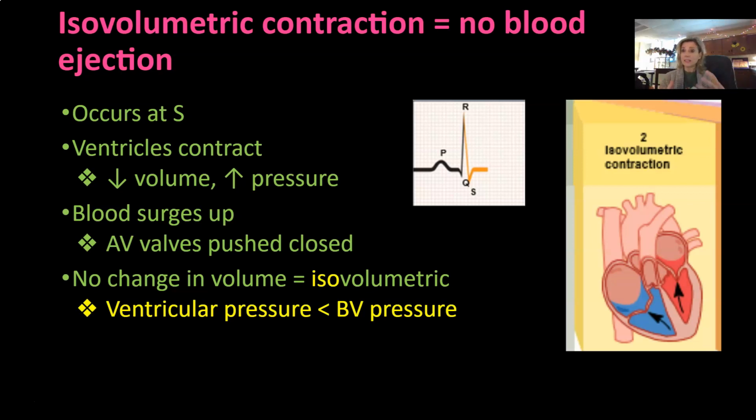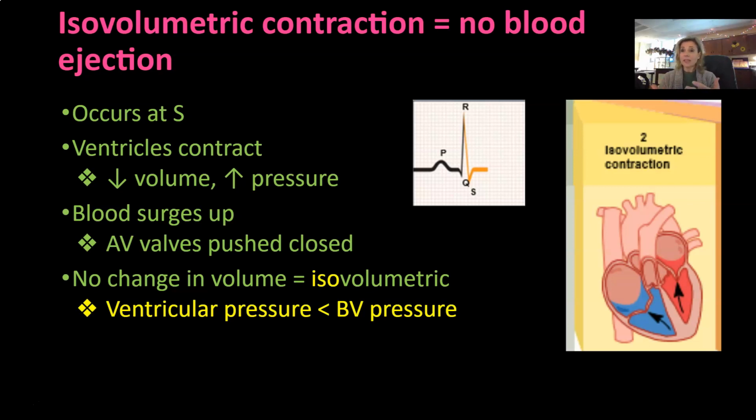And so this is the same measurement, and what this means is that the amount of blood that is in the ventricles is not going to change during this phase. The amount of blood that is in the ventricles at the end of atrial systole is called the EDV, or the end diastolic volume. The EDV is not going to change during isovolumetric contraction.